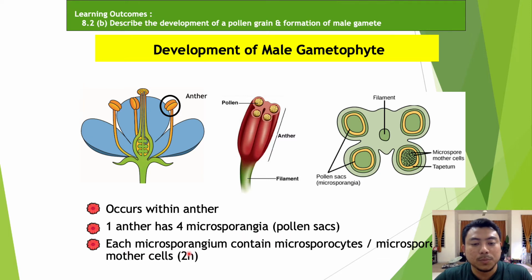Each microsporangium contains microsporocytes. So microsporangia and microsporangium ni cuma is the same thing, but it's only plural or singular. So this one is plural, dipanggil sebagai microsporangia. If it is just one, nak sebut satu, singular, which is microsporangium. It contains microsporocytes or we call them microspore mother cells, 2N.